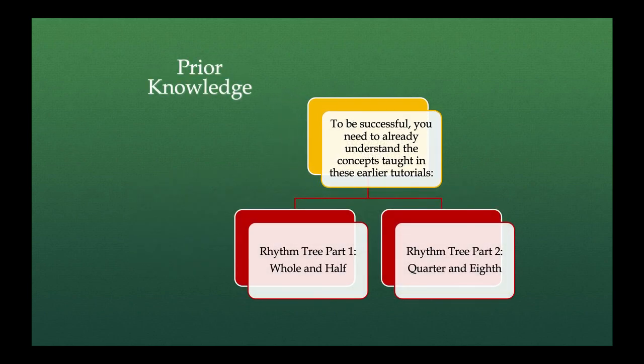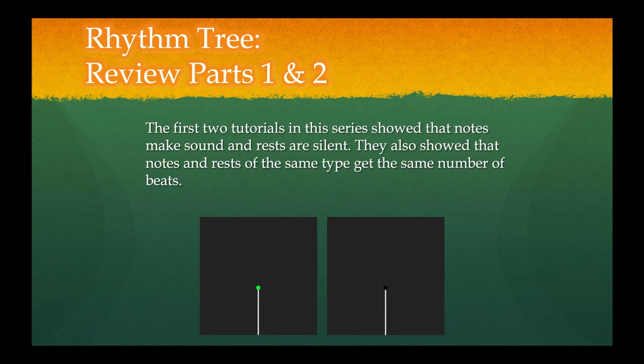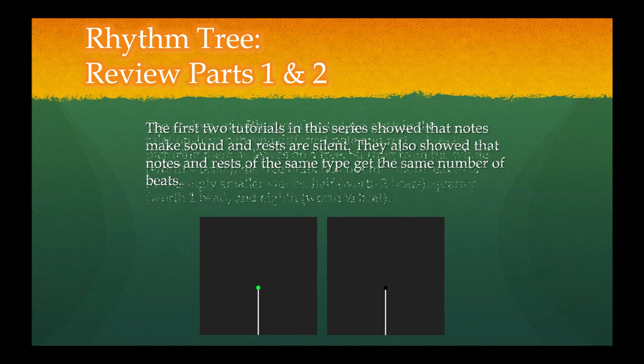To be successful, you need to already understand the concepts taught in these earlier tutorials: Rhythm Tree Part 1, whole and half, and Rhythm Tree Part 2, quarter and eighth. The first two tutorials in this series showed that notes make sound and rests are silent. They also showed that notes and rests of the same type get the same number of beats.